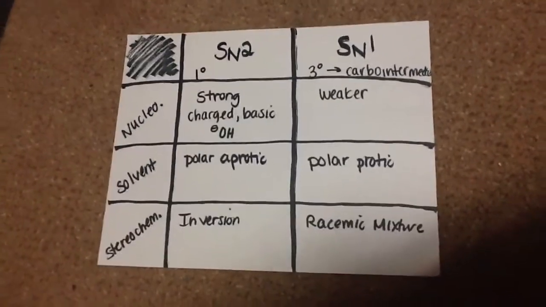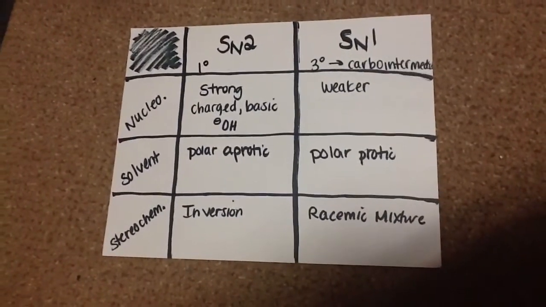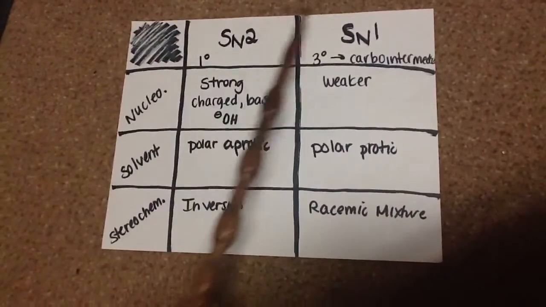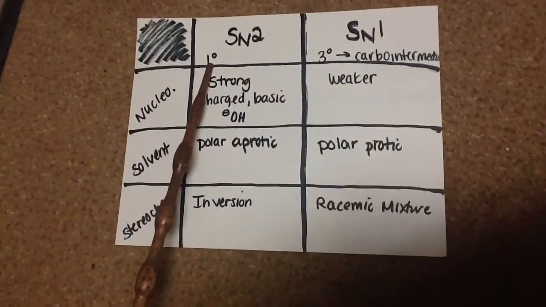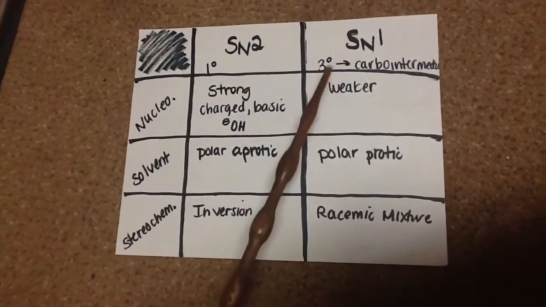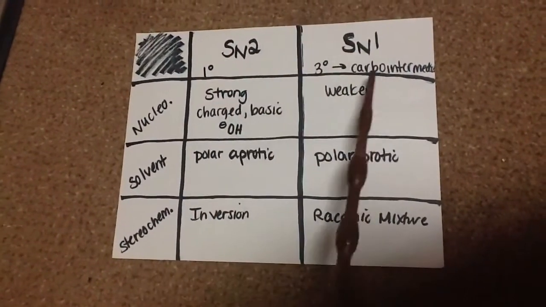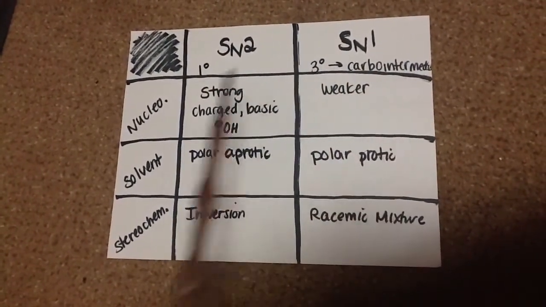Now we're going to review the differences between the SN2 reaction and the SN1 reaction. The SN2 reaction favors a primary acyl halide. The SN1 favors tertiary, which forms a carbocation intermediate.